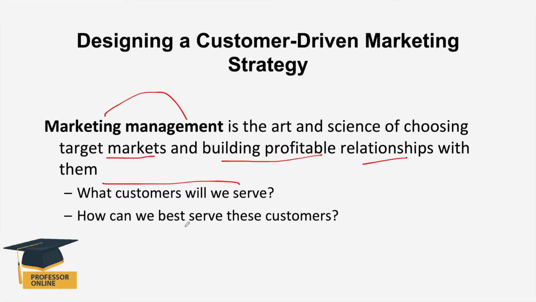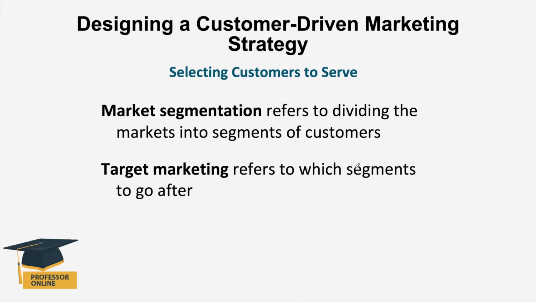How can we best serve these customers? Once you have selected the type of customers, then you decide how we are going to serve these customers, so that you can develop profitable relationships with those type of customers. And moving forward, we've got two concepts. Target marketing is here again. It refers to which segments to go after. Now, it talks about segments here.